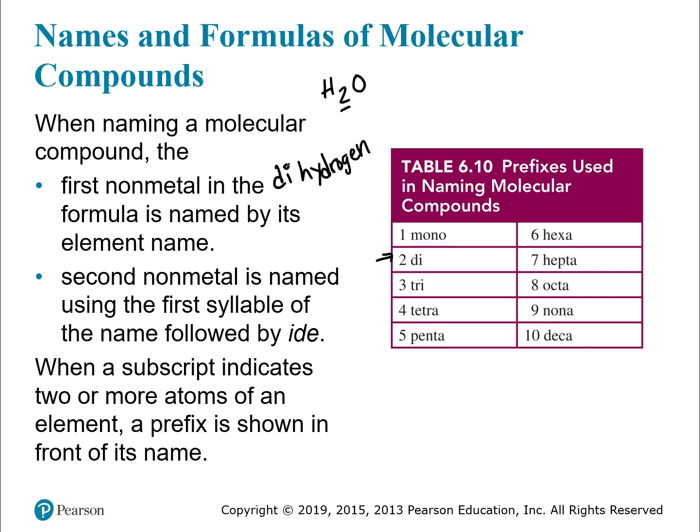Then you name the second nonmetal, kind of like we were naming the anions. You take the first syllable. In our case, we've got oxygen, so that's ox, followed by IDE. There's no subscript there, so we don't need to add anything. So the molecular name is dihydrogen monoxide. So if there's one of the second element, you've got to include that. I almost got tripped up on it. There's a lot of rules, man.